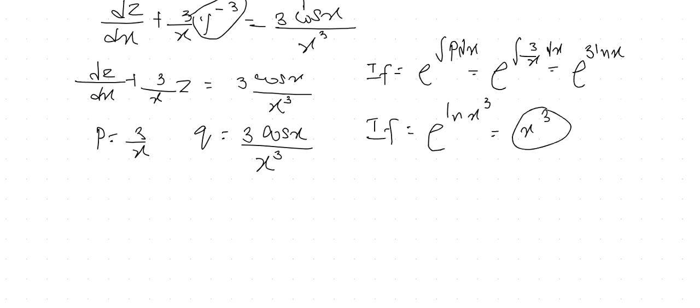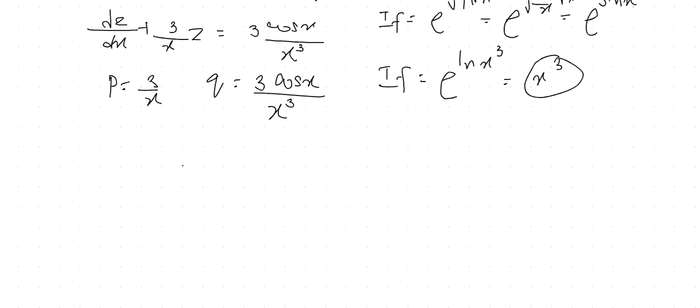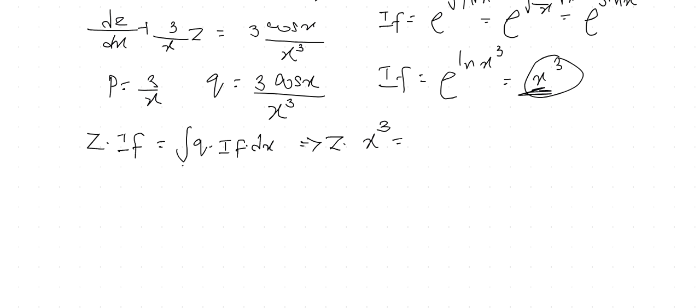All right, then you now apply the formula. The formula is now z, not y again. z multiplied by the IF is equal to the integral of q multiplied by the IF dx. Which should give you z multiplied by x cubed, because that is your integrating factor, which is equal to q, which is 3 cos x over x cubed, then multiplied by the integrating factor, which is also x cubed, then dx. This will remove this.